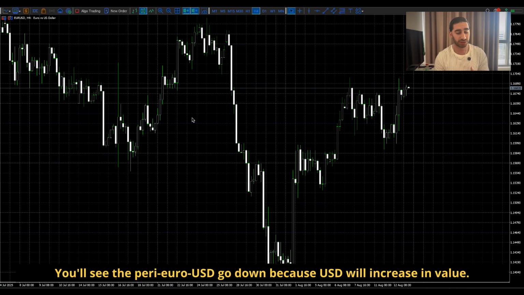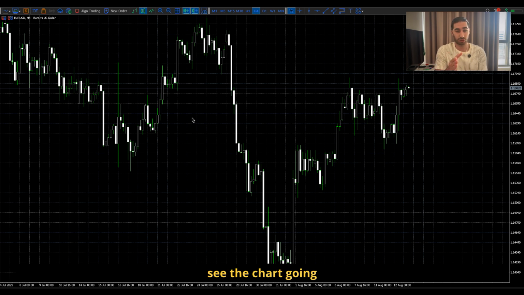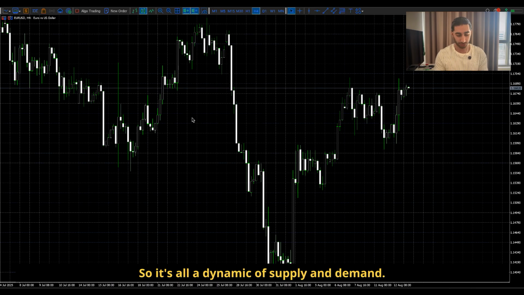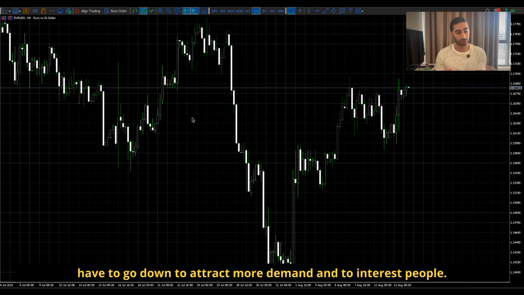Let's start buying and buying and buying. Guess what's going to happen? You'll see the pair Euro USD go down because USD will increase in value. And when it's going to increase in value more than Euro, then you'll see the chart going down. And if it's the opposite, you'll see the opposite happening. So it's all a dynamic of supply and demand. It's offer and demand. So whatever is supplied to the market, if it's higher than the demand, the price will have to go down to attract more demand and to interest people, right?